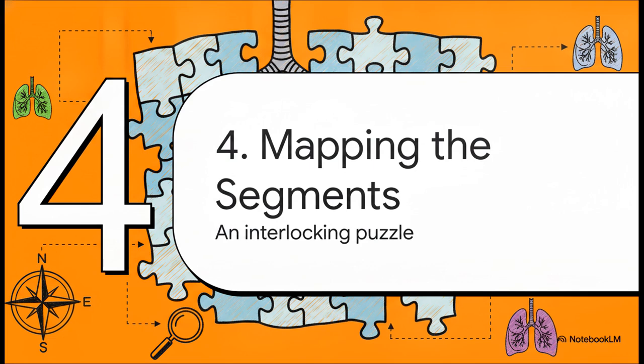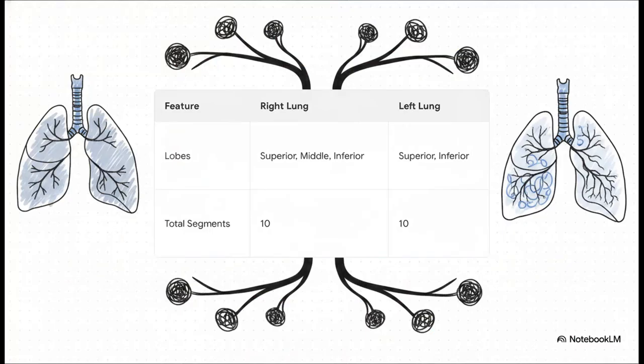All right, Section 4. Mapping the 10 segments. Because these segments are so clearly defined, anatomists have actually mapped them out perfectly. Both the right and left lungs are neatly divided into exactly 10 specific named segments. For instance, in the right upper lobe, you've got the apical, posterior, and anterior segments. The left lung has 10 as well, they're just distributed a little differently, with unique names like the superior and inferior lingular segments. And every single one of them matches up perfectly with its own specific segmental bronchus.